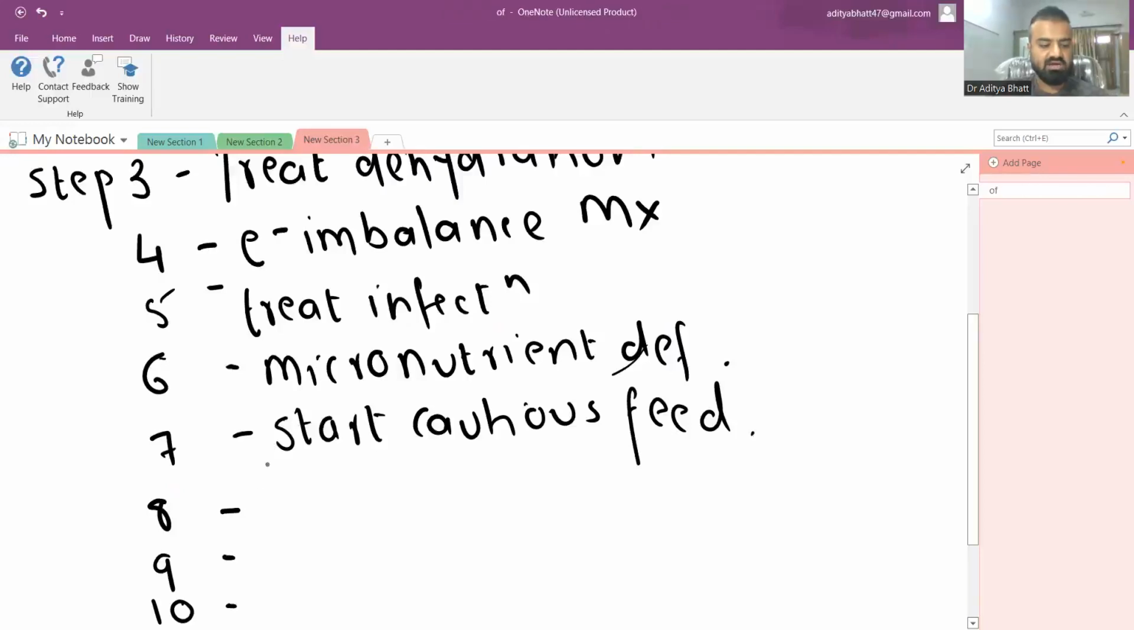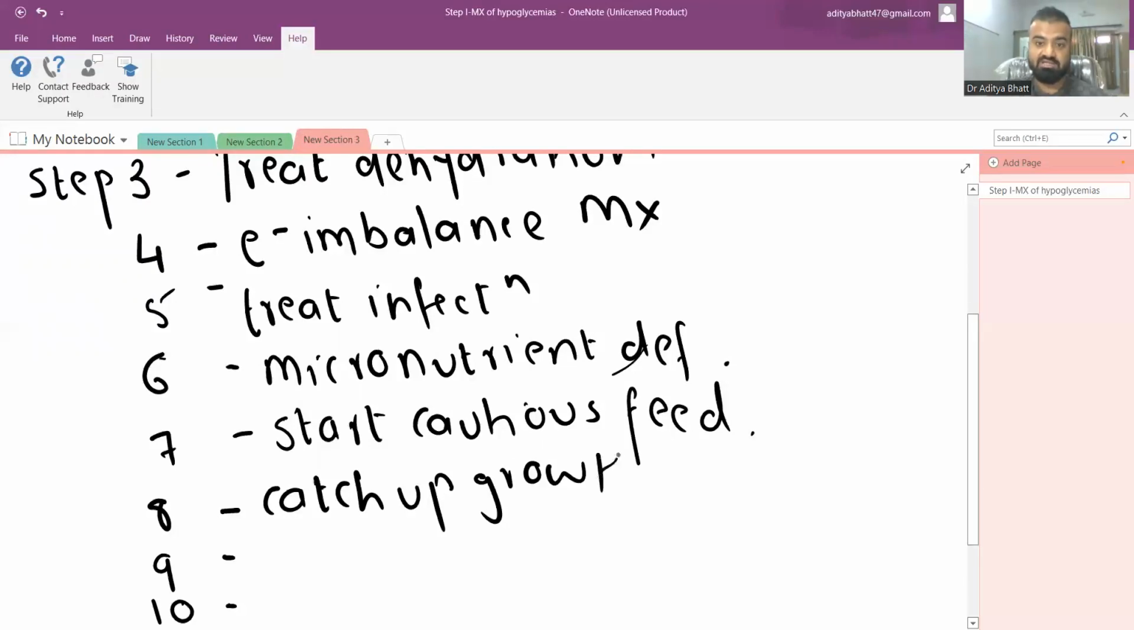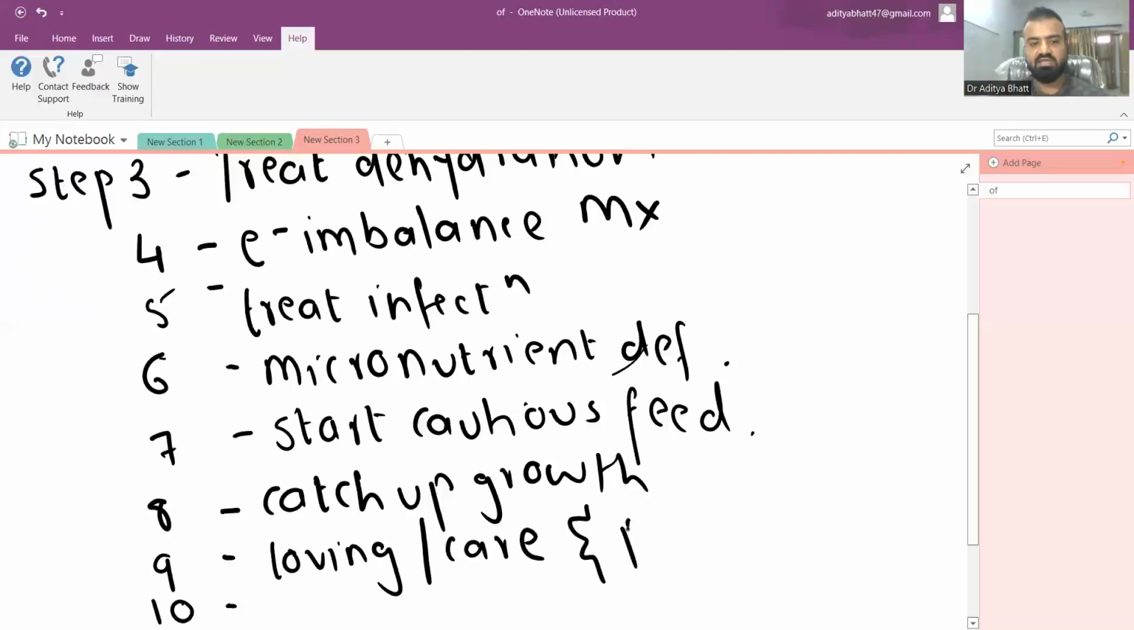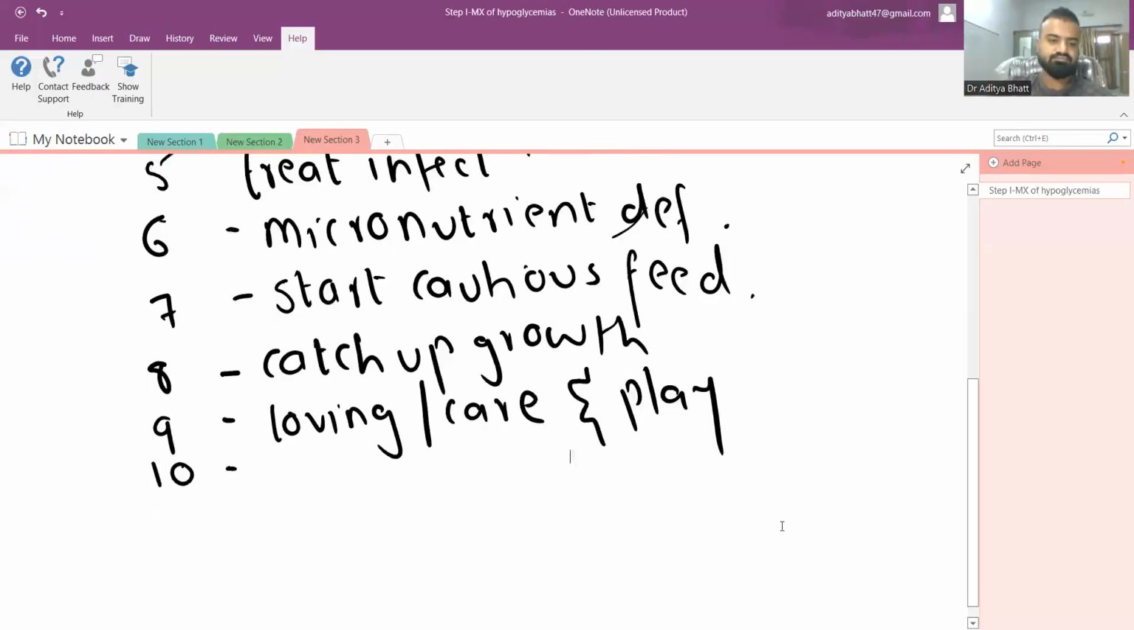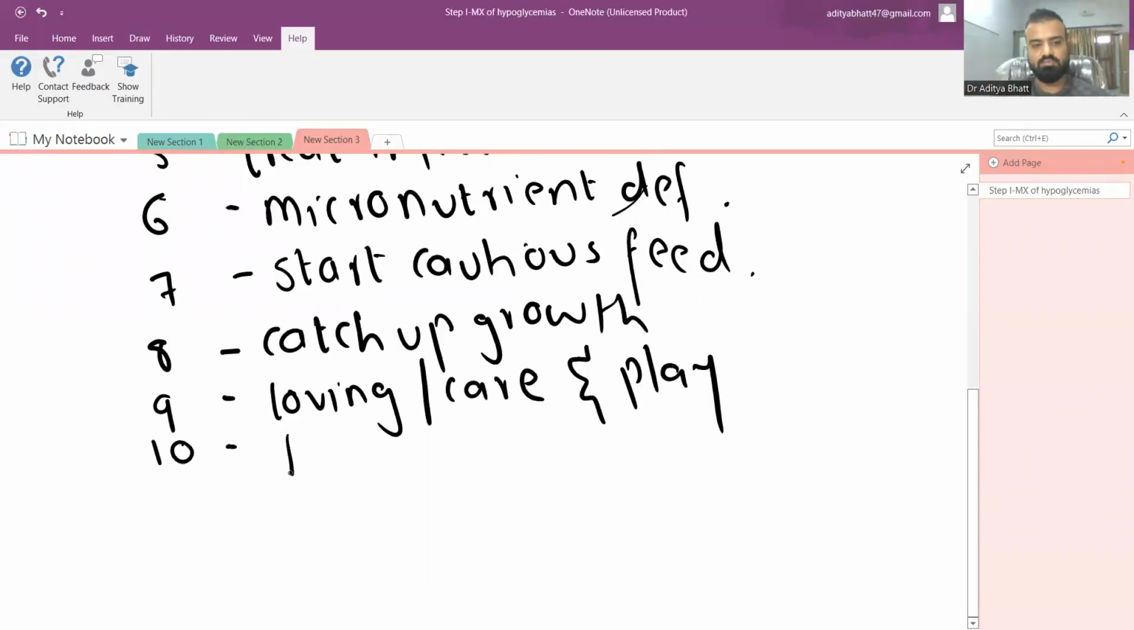Step 8 is rebuild the wasted, so catch-up growth. The growth that the child has lost, we have to catch that up. Then step 9 is loving care and play for the child. And the last step is follow-up. That is the most important.